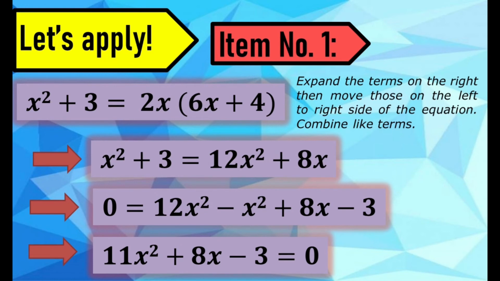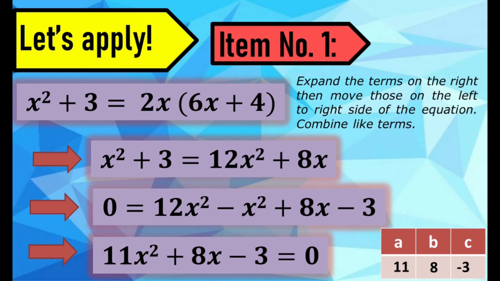Since it is already in standard form, we can now get the values of a, b, and c. So our a is 11, b is 8, and our c is negative 3. Did you get it right? Very good. Okay, let's proceed to the next one.